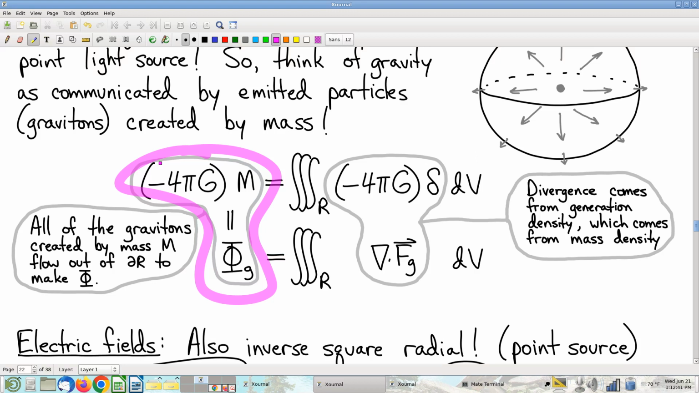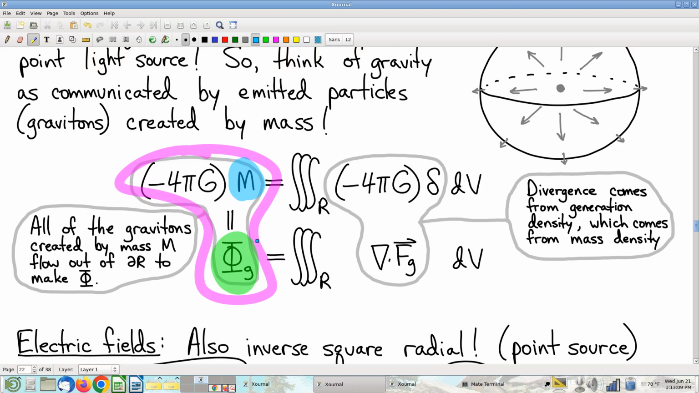So the amount of gravitons that leave through the surface should be proportional to how much mass there is. More mass shoots out more gravitons, thus making more flux. So we expect there to be a proportionality there. Does that make sense to everybody?